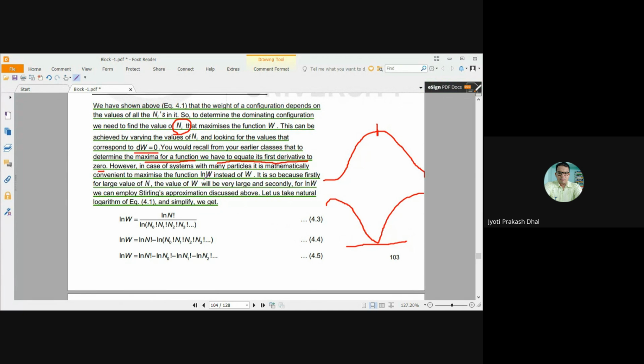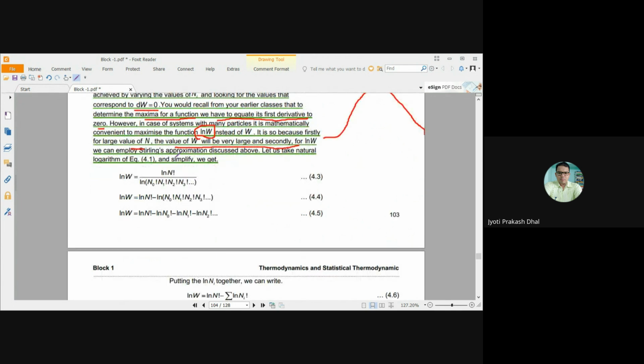However, in case of a system with many particles, it is mathematically convenient to maximize the function ln W instead of W. So if a many particle system is there, we have to maximize the function ln W instead of writing only W. It is so because firstly, for large values of n the value of W will be very large, and secondly for ln W we can employ Stirling's approximation that we have discussed in the last class. Let us take the natural logarithm form.